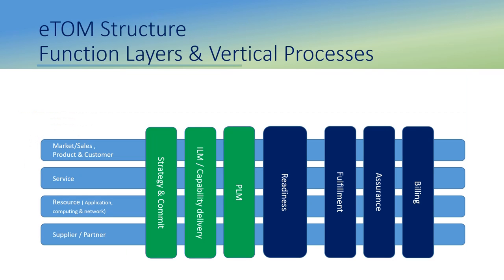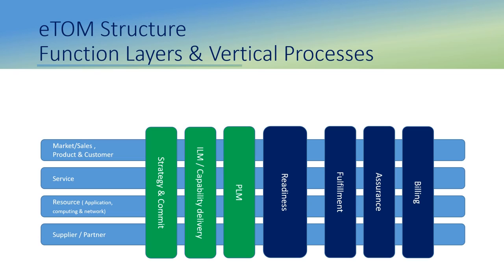Let's review eTOM structure. eTOM is structured in terms of functional layers as horizontals and processes as verticals going down the stream. We have functional layers, namely market, product, customer, service, resource, and supplier partner. And then on the right hand side, we can see our vertical processes going down.